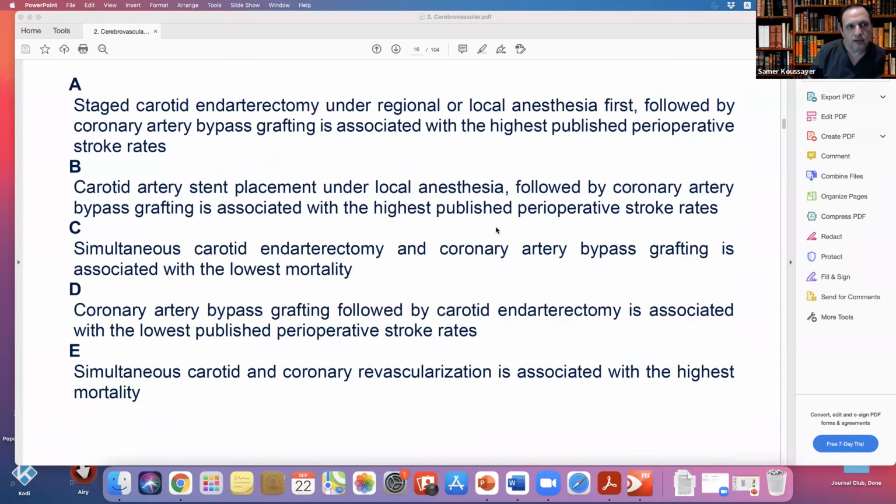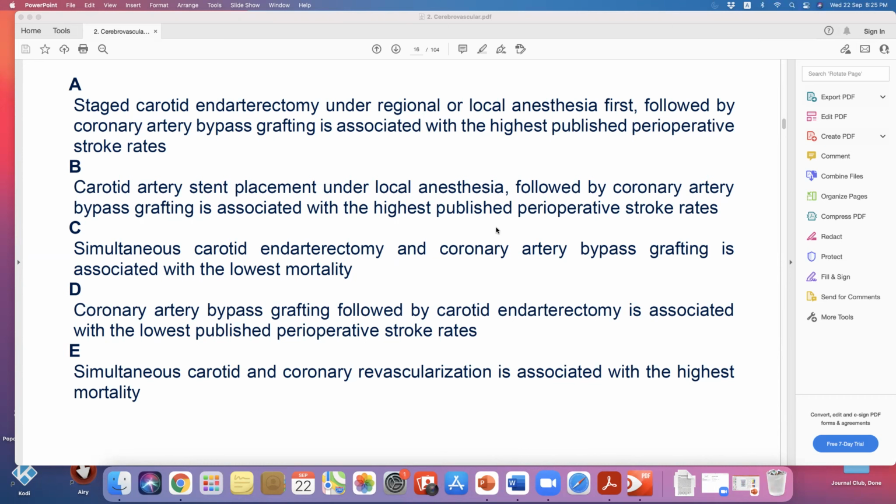Option A: staged carotid endarterectomy under regional or local anesthesia first, followed by coronary artery bypass grafting, is associated with the highest published perioperative stroke rate. I'm saying it's different. Me and Ali talk about real life, but what the published data showed is that it has the lowest perioperative stroke rate.